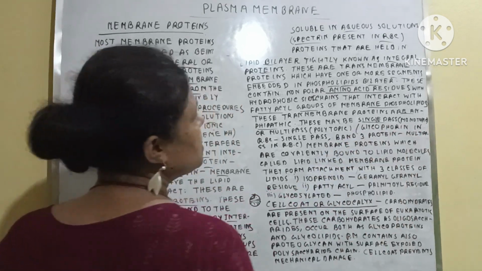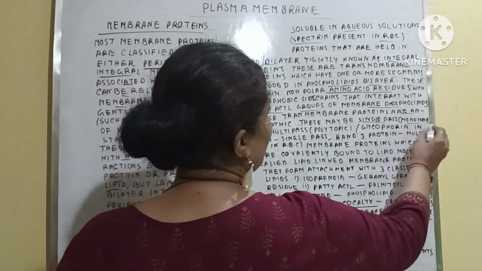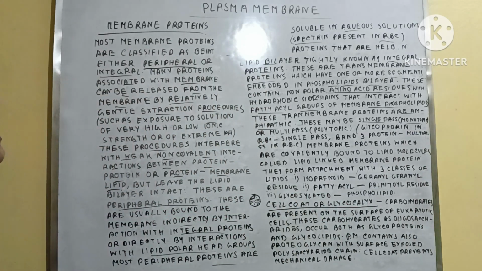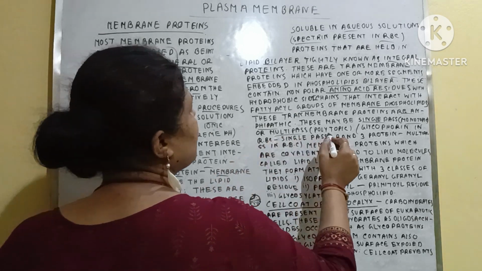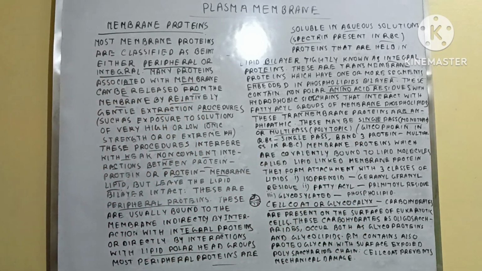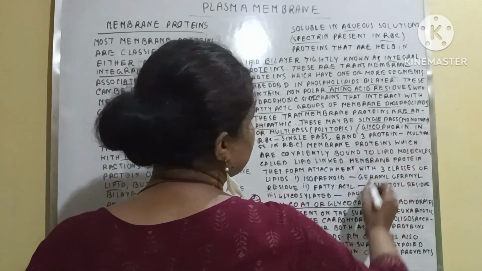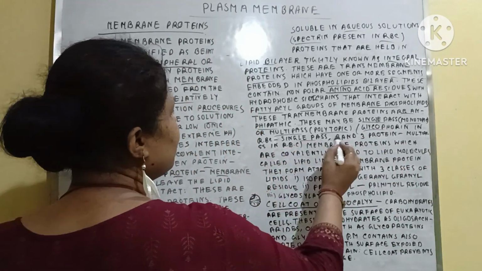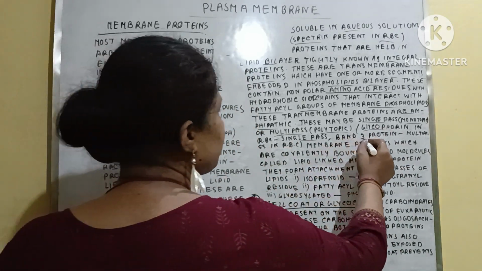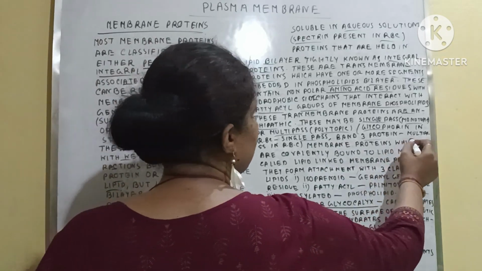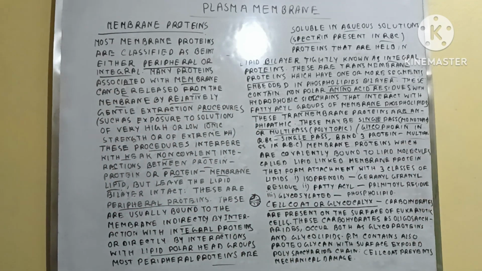They may be single pass, called monotopic, meaning only one ion can pass through, or multi-pass, called polytopic, meaning two or more ions can pass. An example is glycophorin in the RBC, a single-pass protein, and band 3 protein in the RBC, a multi-pass protein. Both are examples from the RBC.